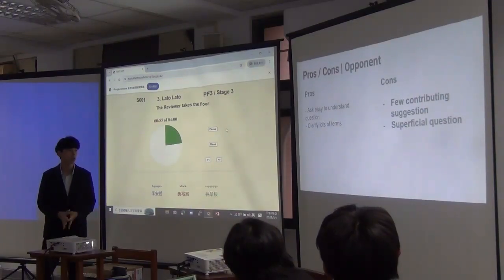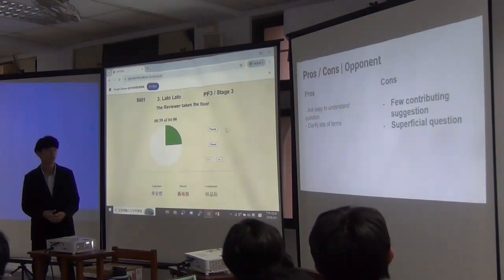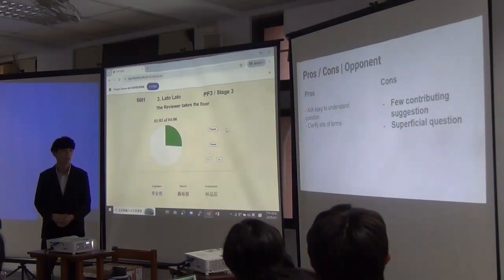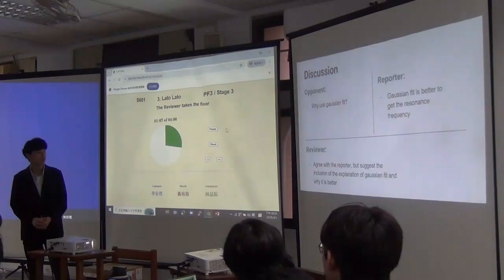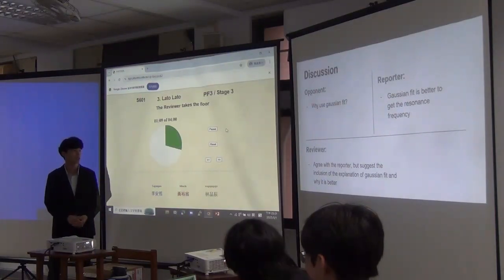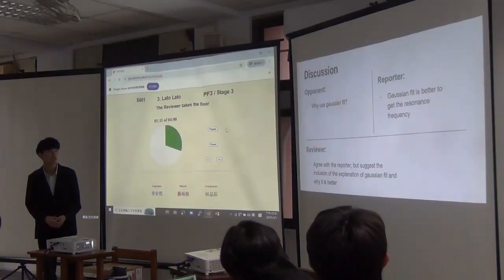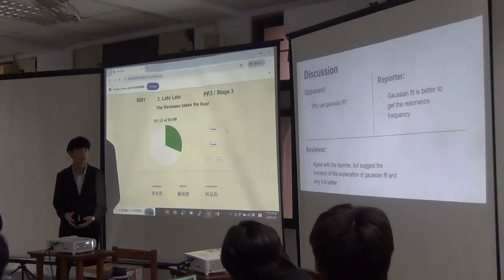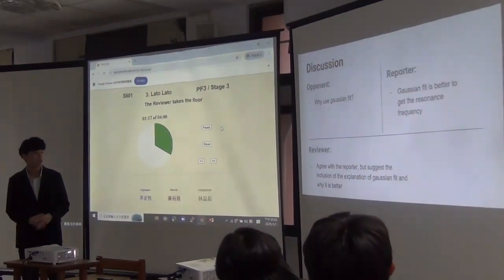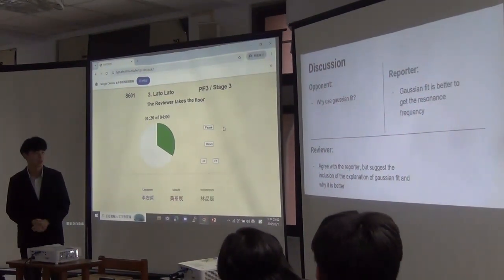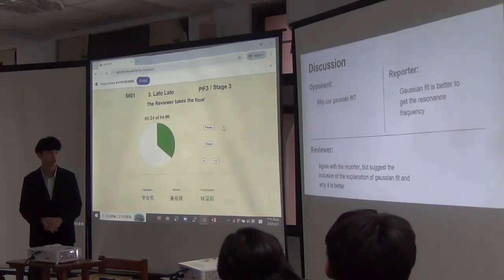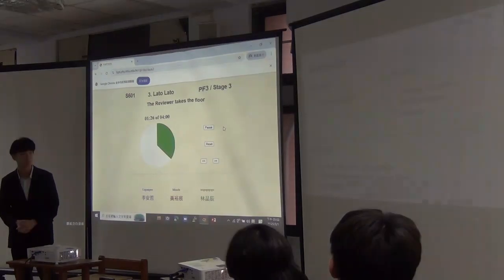However, there are still some cons, such as they give few contributing suggestions and some superficial questions. So here are some points we discussed. When the opponent asks the reporter why use a Gaussian fit, the reporter responds that a Gaussian fit is better to get a resonance frequency. We agree with the reporter, but we also suggest including an explanation of the Gaussian fit and why it is better.